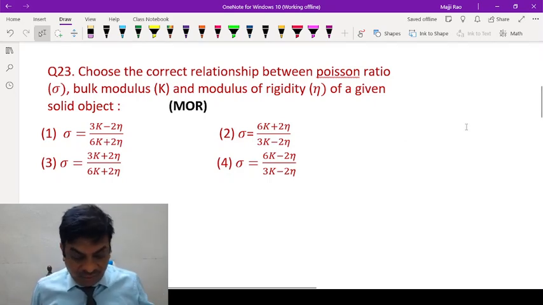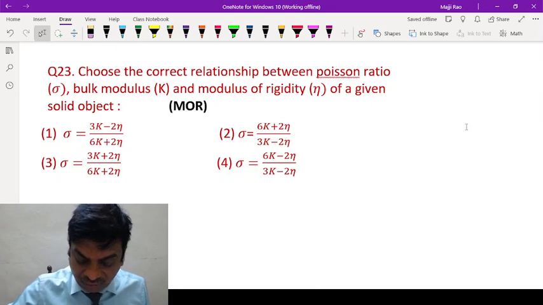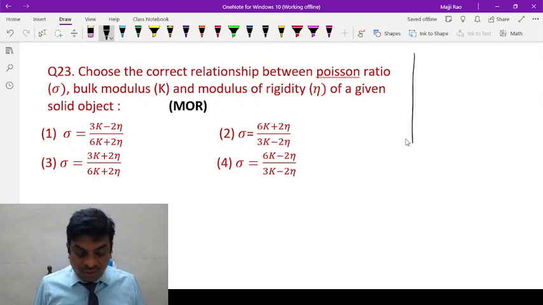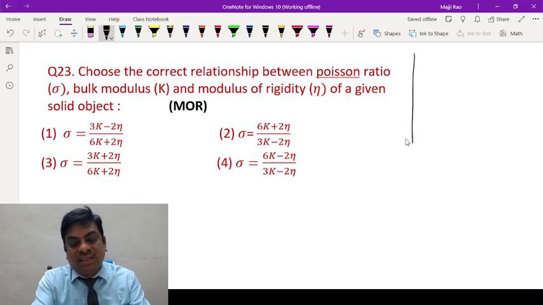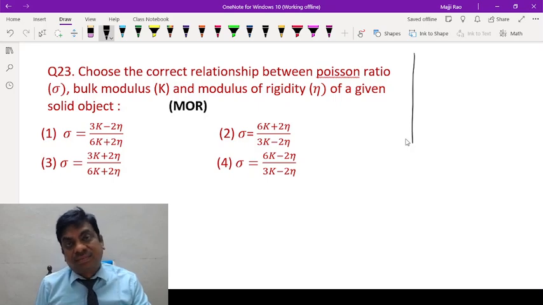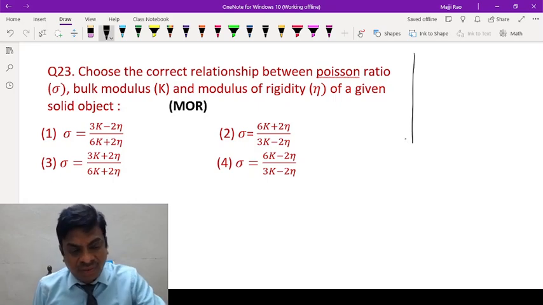Choose the correct relations between Poisson ratio sigma, bulk modulus, and modulus of rigidity. Now, students, usually this is actually out of syllabus because these concepts are learnt in first year or second year engineering college. Mechanical engineers, civil engineers, architectural engineers, all these students study this in the subject which is called structural mechanics or strength of materials, or structural analysis 1, structural analysis 2, whatever it is.